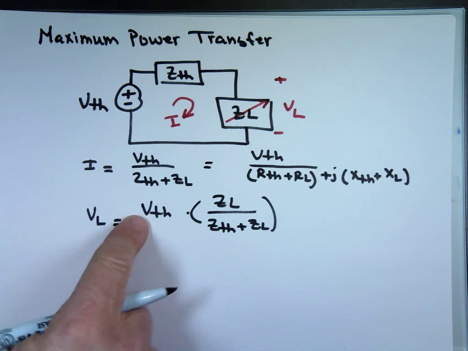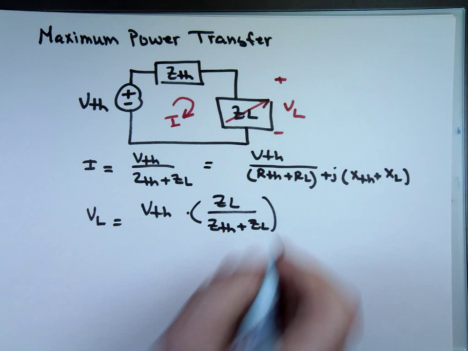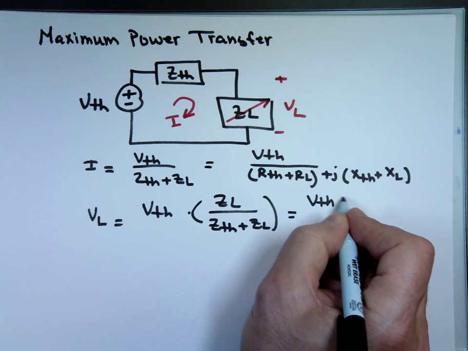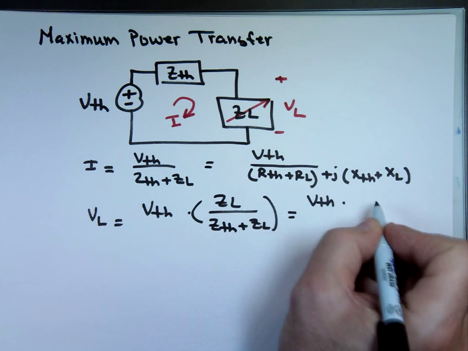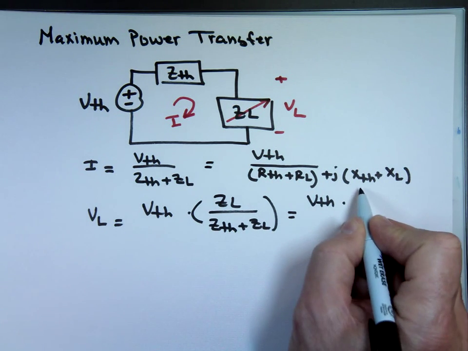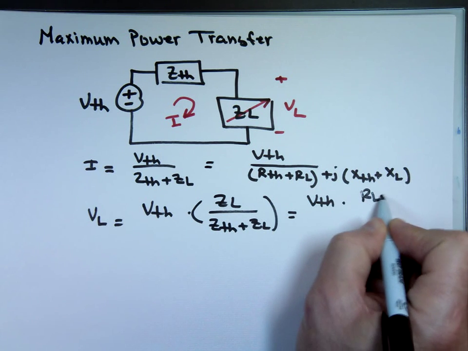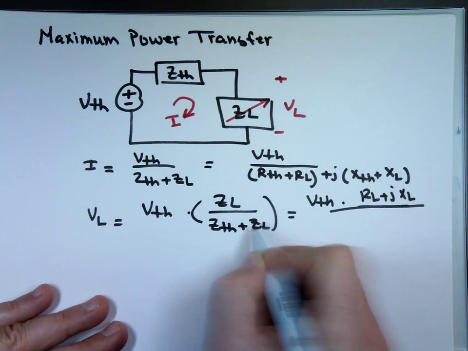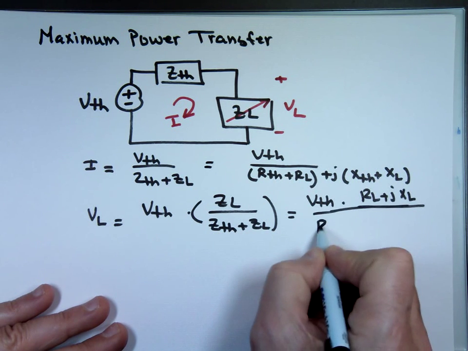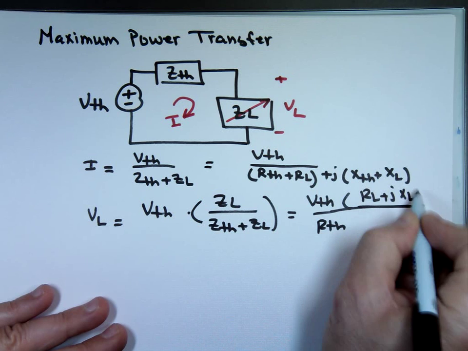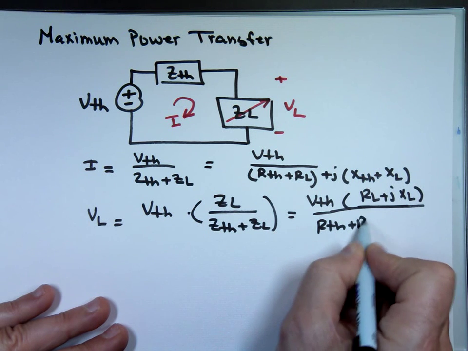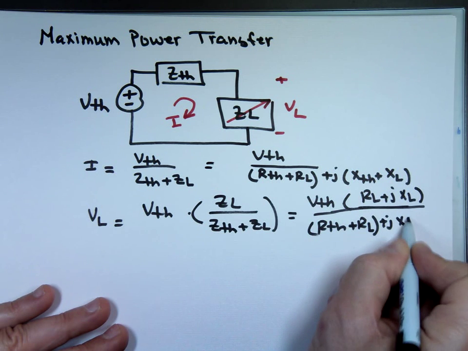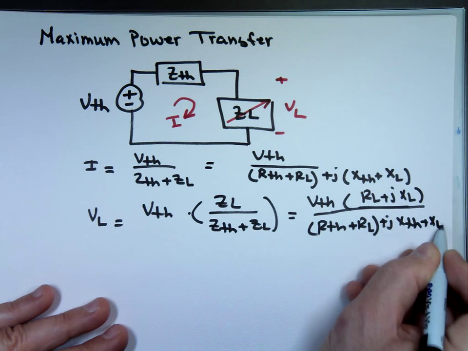And this one, I'm assuming V Thevenin doesn't have anything, no angle. V Thevenin times ZL, which is RL plus jXL, over the sum of them, R Thevenin plus R sub L plus j X Thevenin plus X sub L.